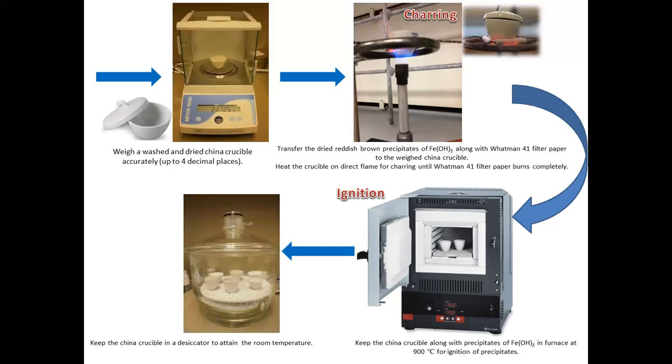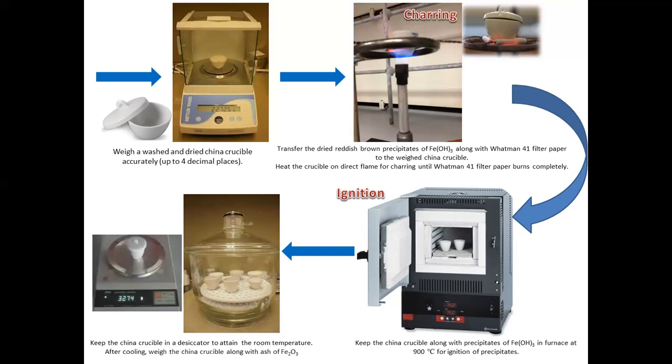So finally, after ignition, keep the china crucible in a desiccator to attain the room temperature. And after cooling up to room temperature, finally, you have to weigh the china crucible along with ash of Fe2O3, which is ferric oxide. This was all about the procedure of this experiment.